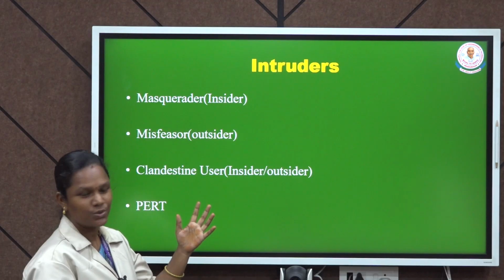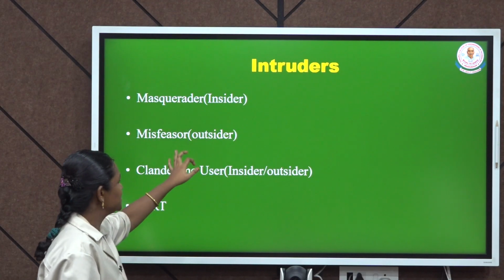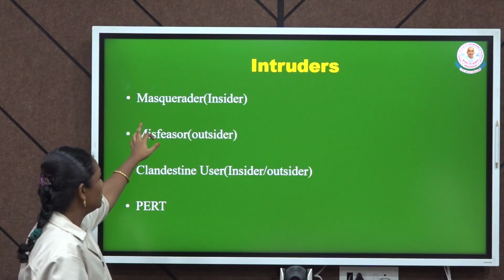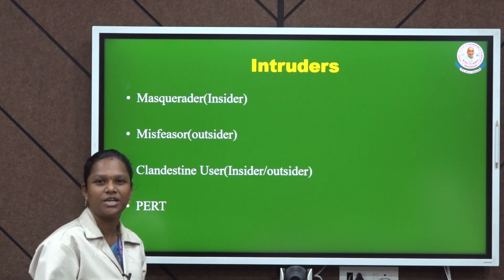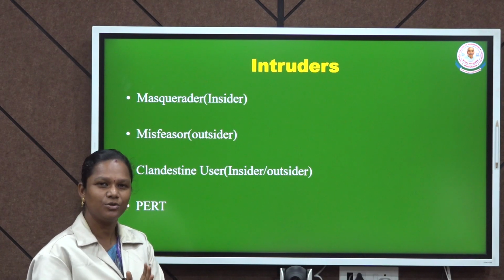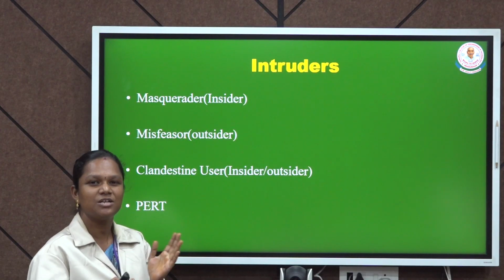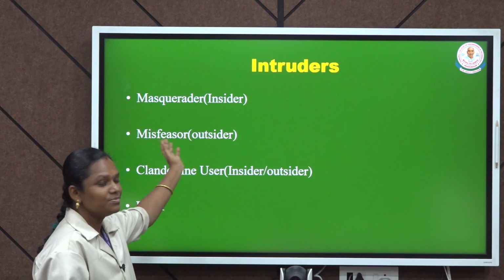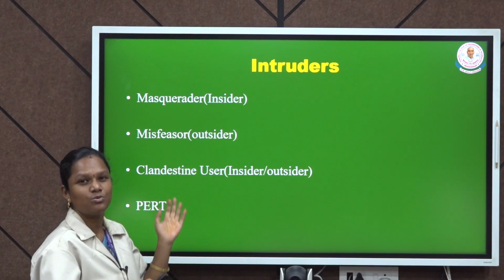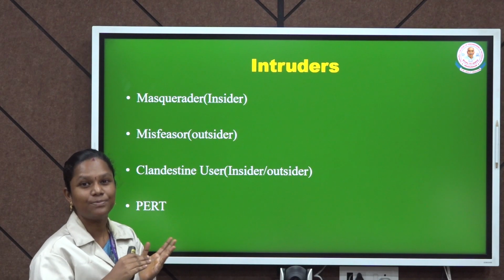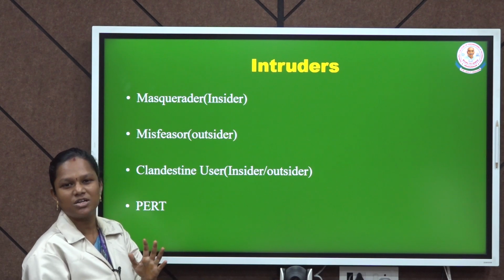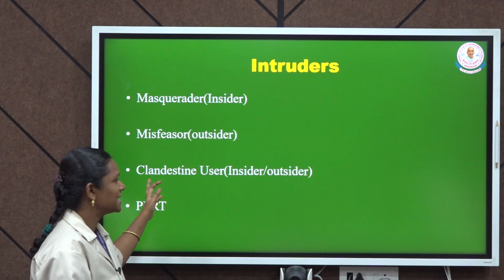Different types of intruders are masquerader, misfeasor, clandestine user and PERT. First one, masquerader. What is meant by masquerader? One entity pretends to be another entity. They also attack from inside the system. Next one, misfeasor. Misfeasor means misusing his or her system privileges. They are also present outside of the system. This is called the misfeasor.